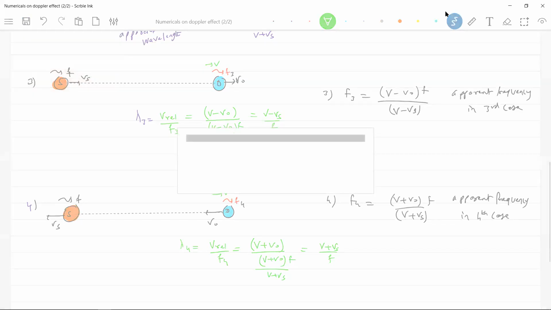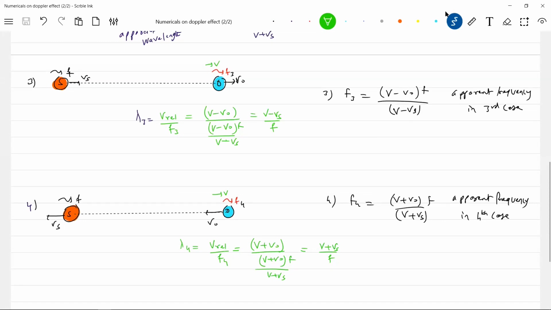Look, does it depend on the speed of the observer? In this situation, it may not. In some of the cases, I can show that it does depend on the speed of the observer, but you can look at the final answer. VO is not there, no? So do we have anything with VO, the speed of the observer? No, it's not available, no? Got this? So like this, we can determine the apparent wavelength.